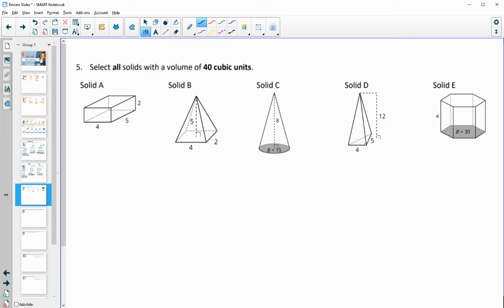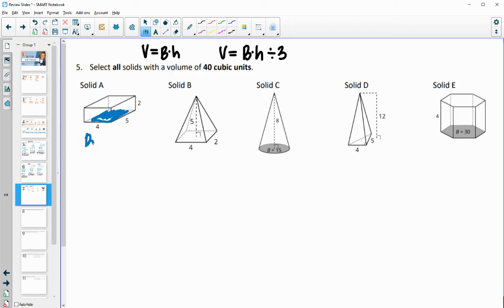Number 5, select all solids with a volume of 40 cubic units. So remember, our 2 volume formulas are to take the area of the base times the height if it's got 2 bases like A and E. And then if it's got 1 base, then it's to do the area of the base times the height and divide by 3.